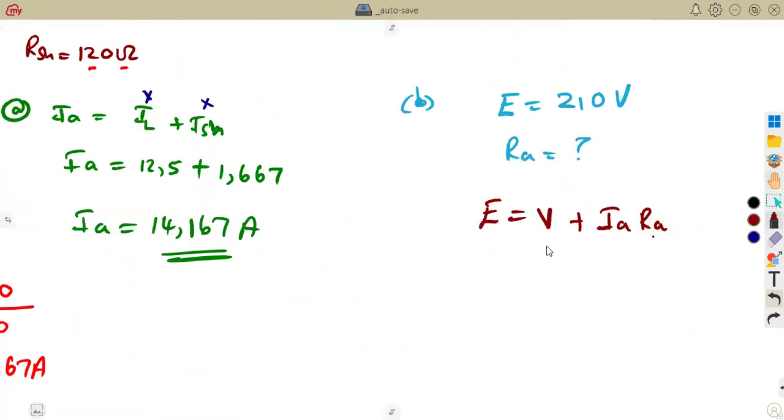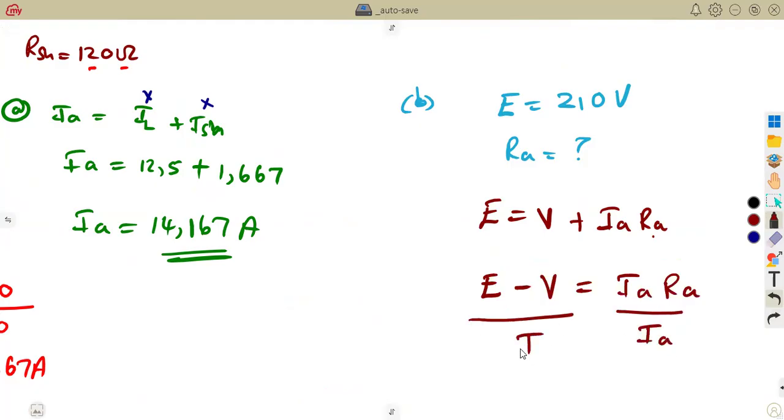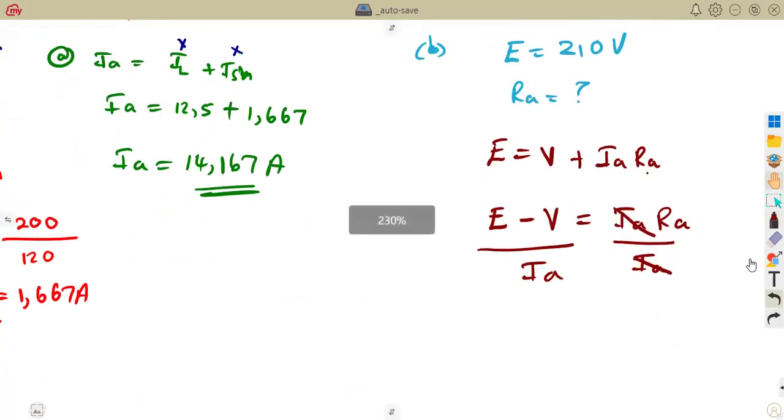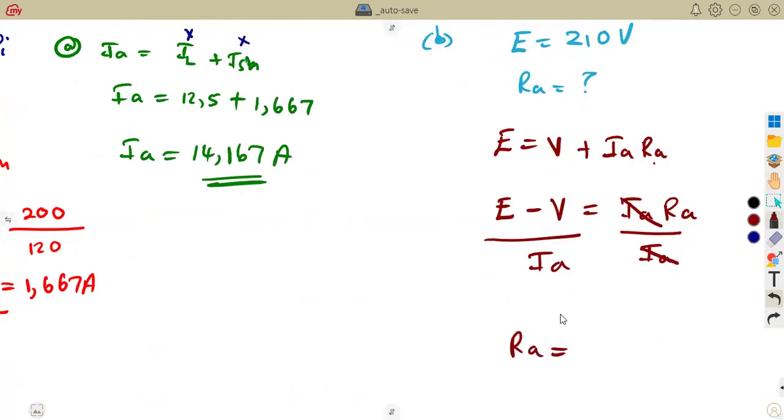So they want you to calculate that armature resistance. Let's just make it the subject. Take V to the other side. That will be E minus V is equal to armature current times armature resistance. So dividing by the armature current both sides, you are going to be left with armature resistance. So with this formula, armature resistance was going to be calculated. E minus V over what? Over the armature current.